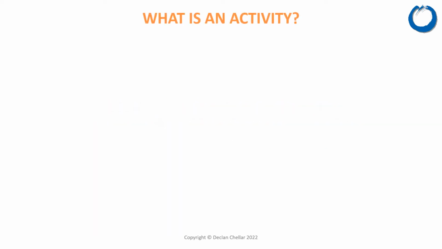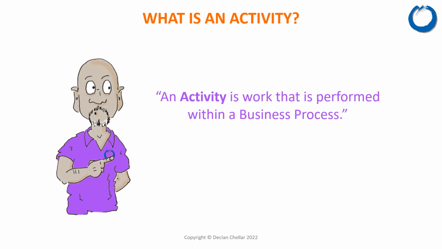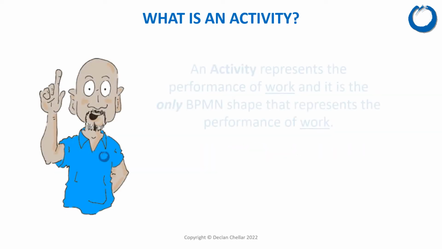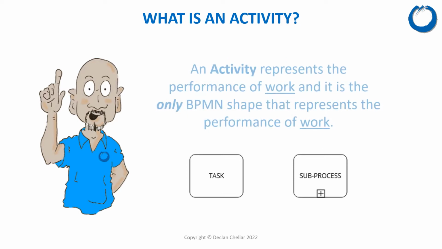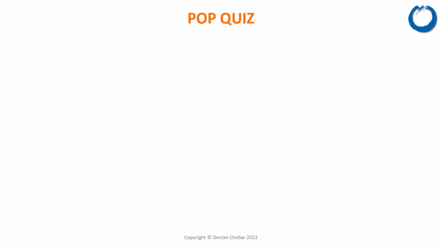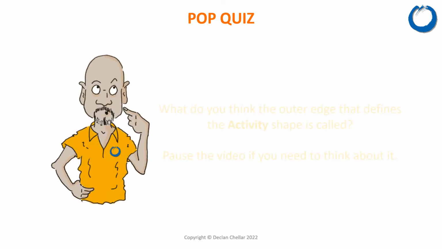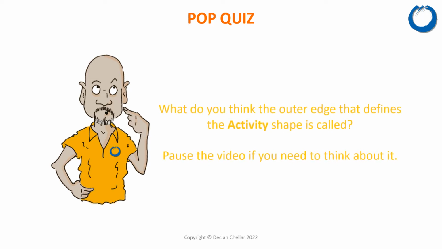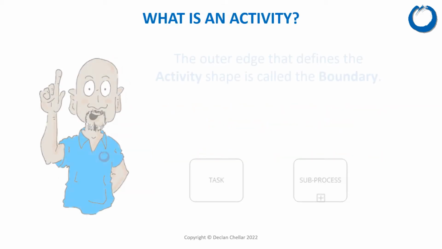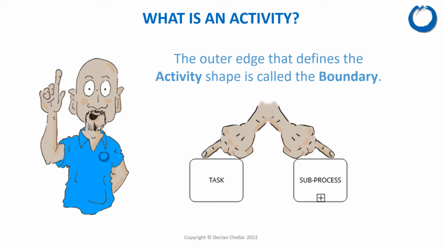What is an activity? An activity is work that is performed within a business process. An activity represents the performance of work, and it's the only BPMN shape that represents the performance of work. What do you think the outer edge that defines the activity shape is called? Pause the video if you need to think about it. The outer edge that defines the activity shape is called the boundary.